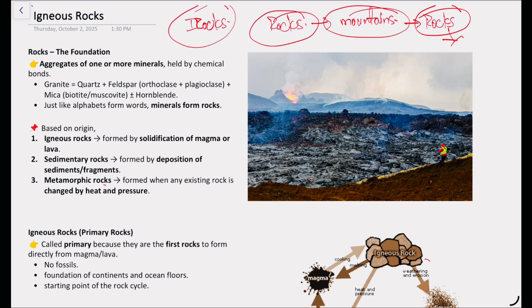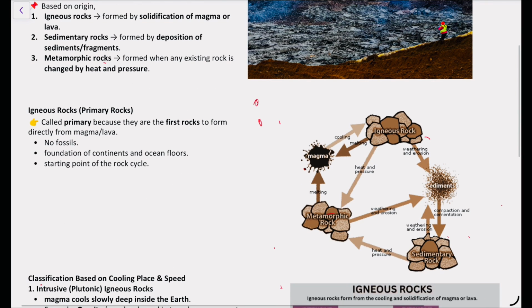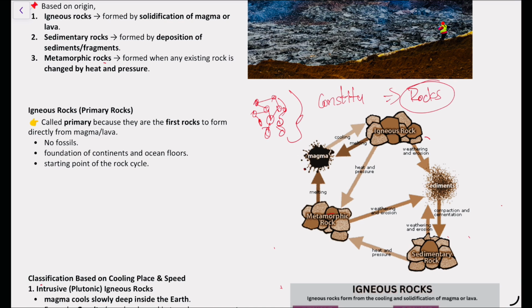When we see the rocks' internal structure, we can see different kinds of minerals present in them. Suppose these are a few minerals, and because of the chemical bonding between these different kinds of minerals, they constitute to form the rocks. Just like how alphabets form the words, the minerals will form the rocks.